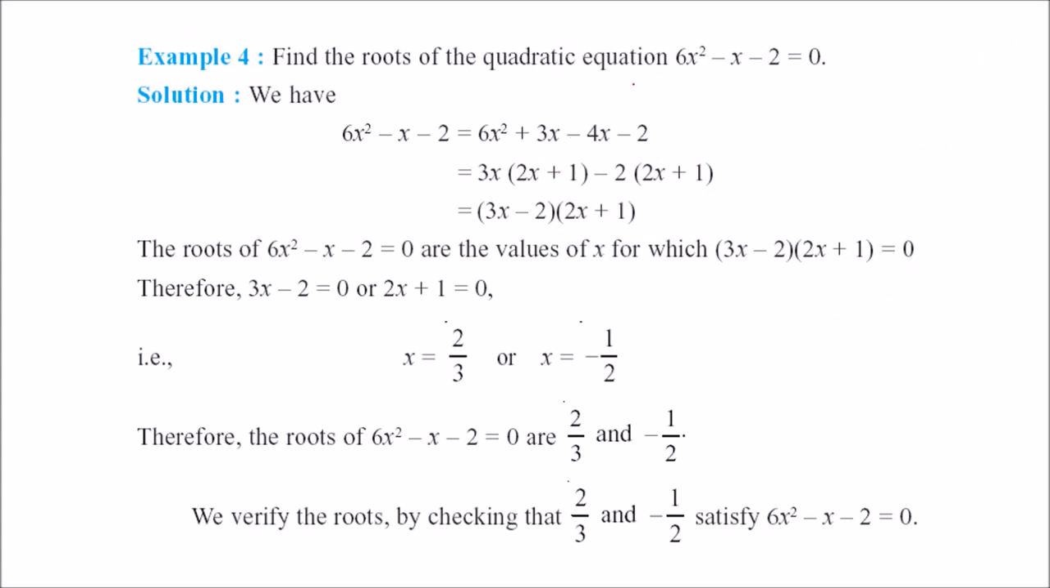Now we have to find out the roots of the quadratic equation 6x square minus x minus 2. As I said, minus x has to be written as two terms such that when they are multiplied, they have to be equal to minus 12x square.